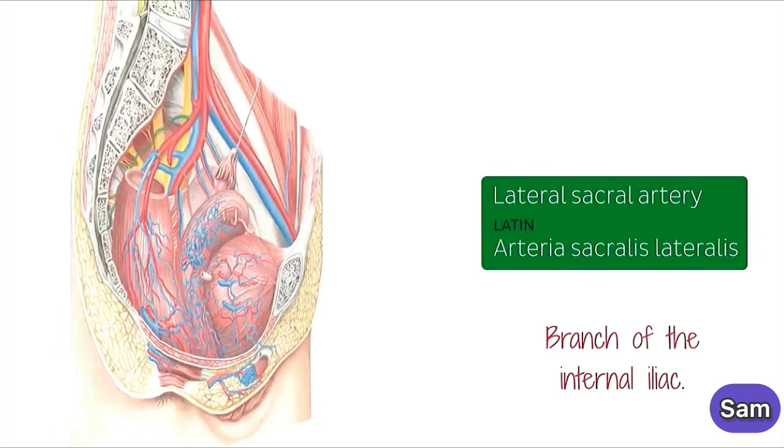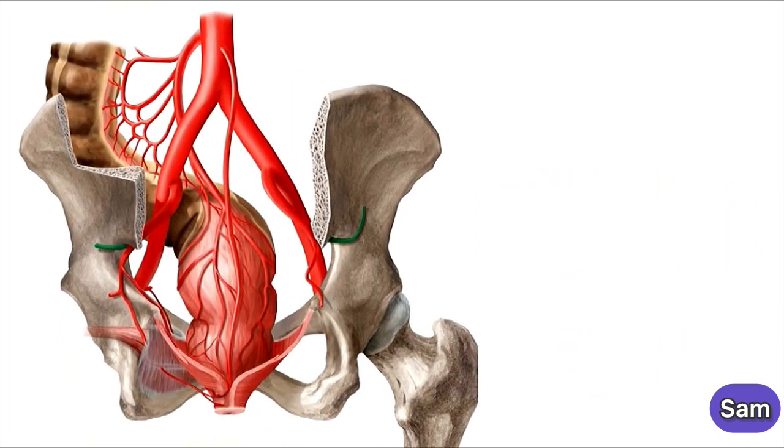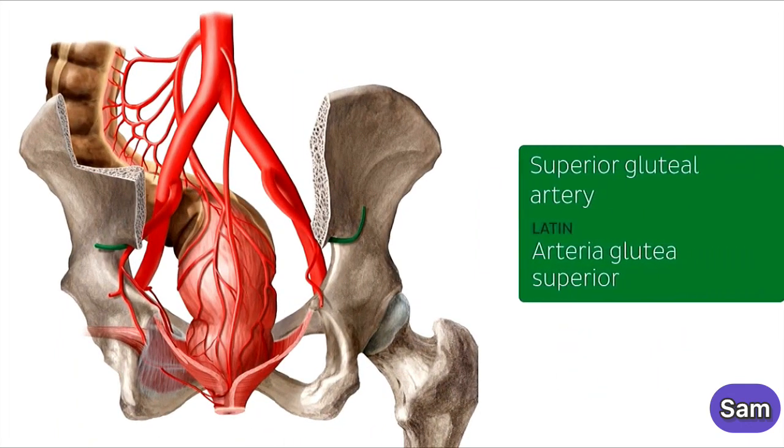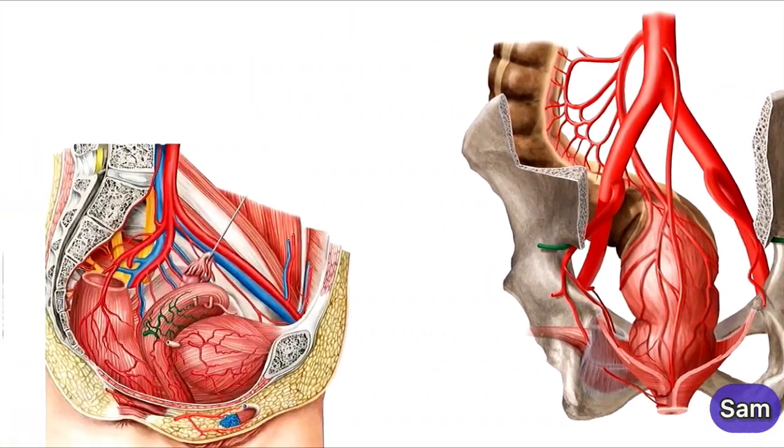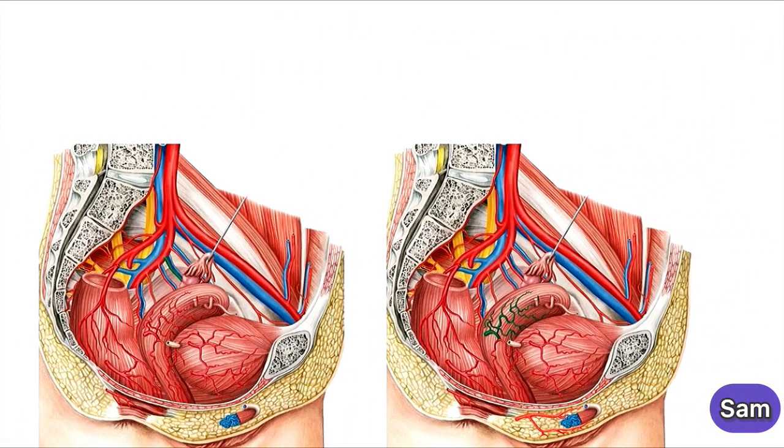The third and final branch of the posterior division of the internal iliac artery is the superior gluteal artery. It is the largest branch of the posterior division. It leaves the pelvic cavity through the greater sciatic foramen. So here we can see the greater sciatic foramen, and we can see the superior gluteal artery in green passing through it to exit the pelvis. Once it's exited the pelvis, it gives off branches to the piriformis muscle, the obturator internus muscle, and the gluteal muscles. We have now covered all of the branches of the posterior division of the internal iliac artery.